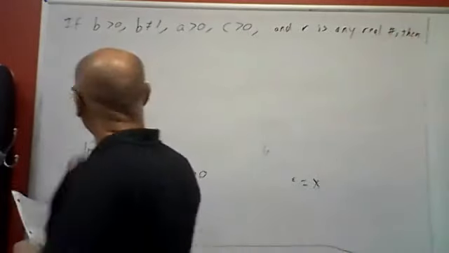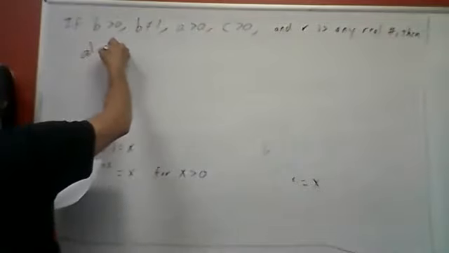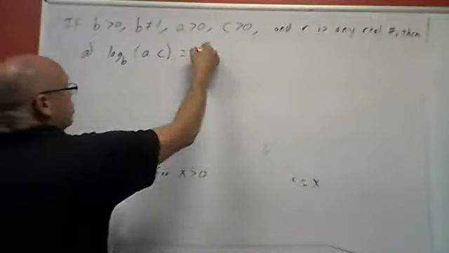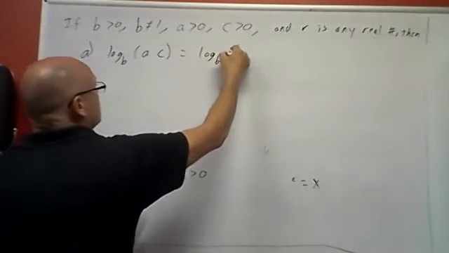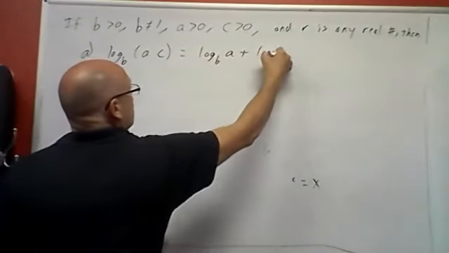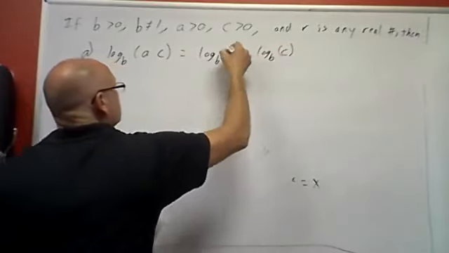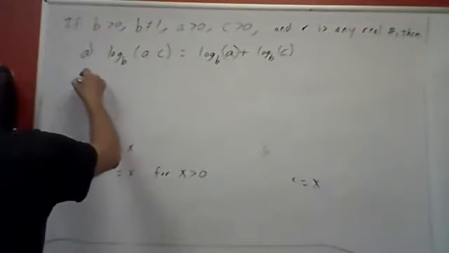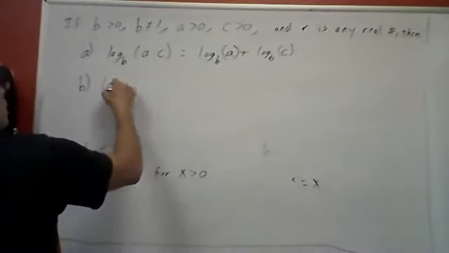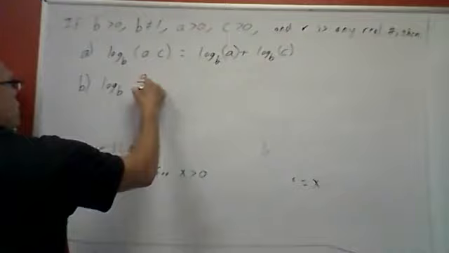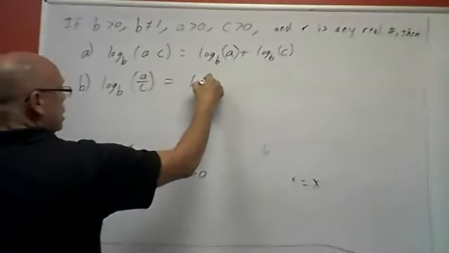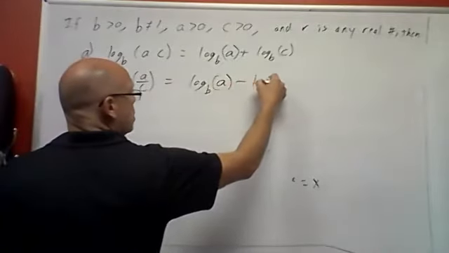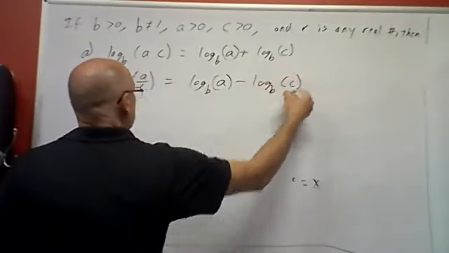Part A says, what if we have the log base b of a times c? We could rewrite that as the log base b of a plus the log base b of c. All right, part B says, what if we have the log base b of a over c? Then I could rewrite that as the log base b of my numerator minus the log base b of my denominator.